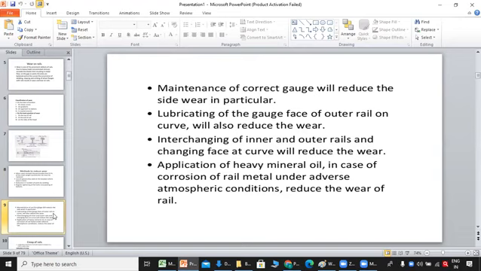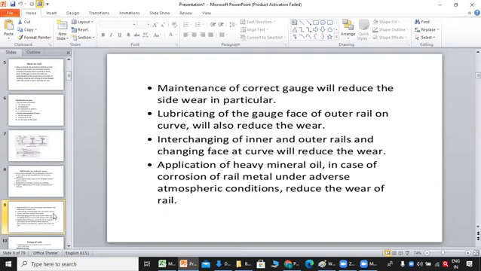For example, in the curve position, the chances of wear are more, because extra load acts on the inner rail. On a curve we also provide super elevation; we design the super elevation. In some cases we also design negative super elevation. So in that particular section, which we call a section curve, the chances of wear are more.